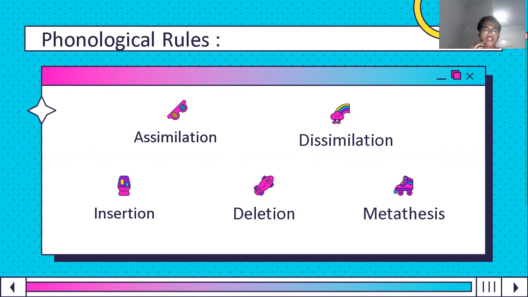Next is deletion. In deletion, a sound such as a stressless syllable or a weak consonant is not pronounced. For example, most American English speakers do not pronounce the D in "hand."